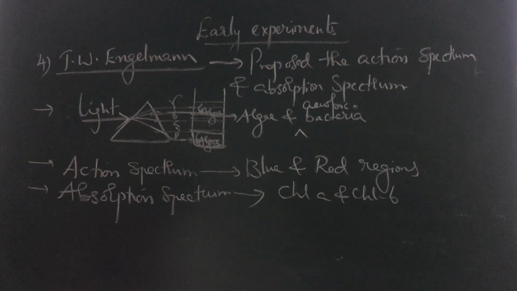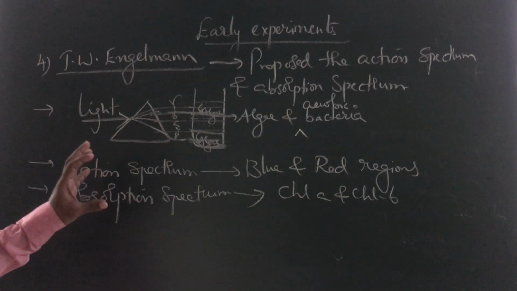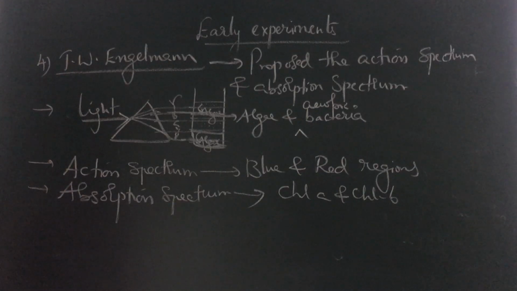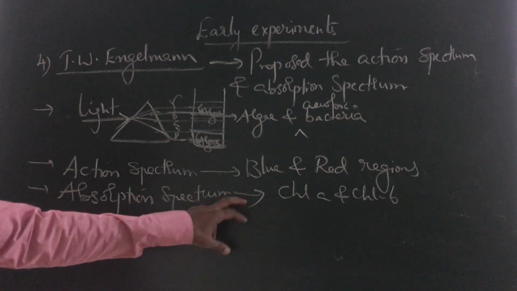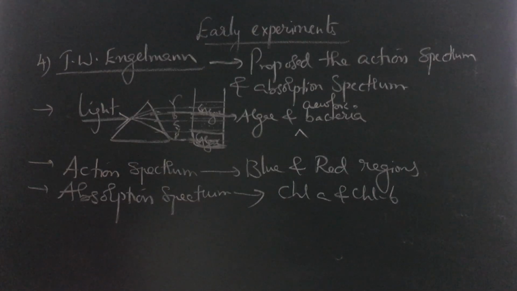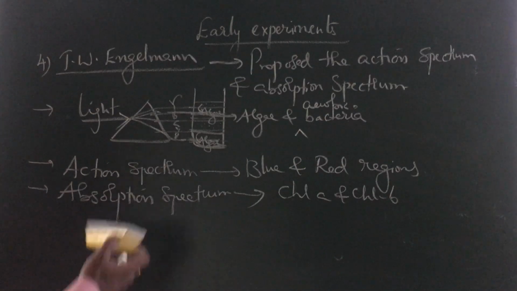Okay, right. So this is what the proposals given by T.W. Engelmann are. The action spectrum and absorption spectrum: photosynthesis occurs at the blue and red regions of light, and the pigments are chlorophyll A and chlorophyll B. Okay, right. Next scientist, Cornelius van Niel.